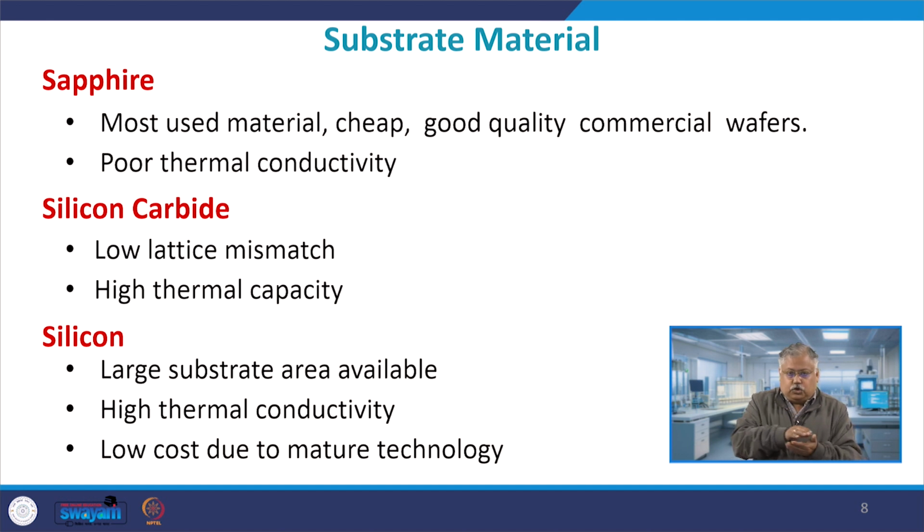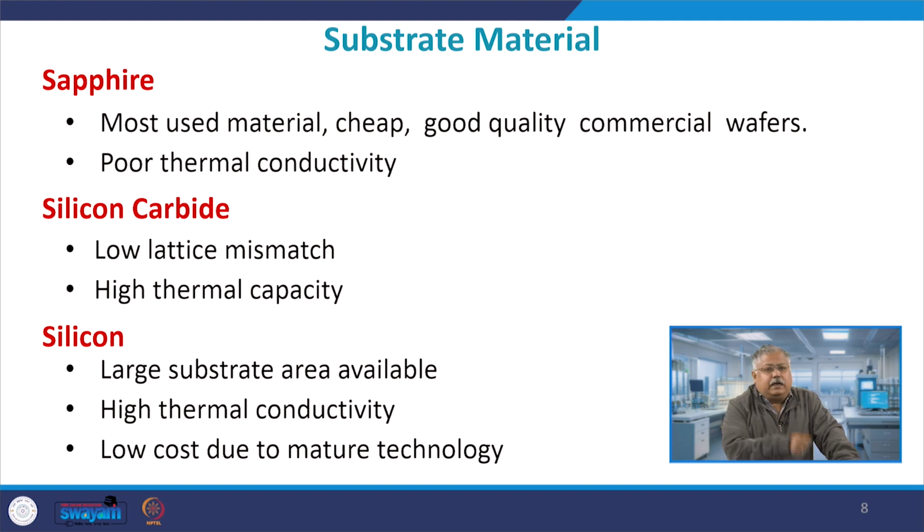Now, the active material across which the electrons will be flowing will obviously be a compound semiconductor, but the substrate material you also need to choose, over which you can grow the gallium nitride or gallium phosphide or indium phosphide material. Typically people use sapphire, silicon carbide and silicon. Sapphire is the most used material, it's good quality and most commercial wafers are available, but it fails on poor thermal conductivity. So you typically have hotspots being generated at individual places.